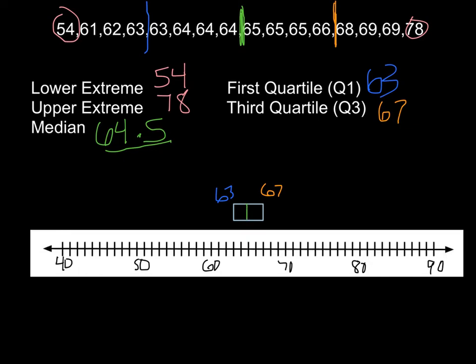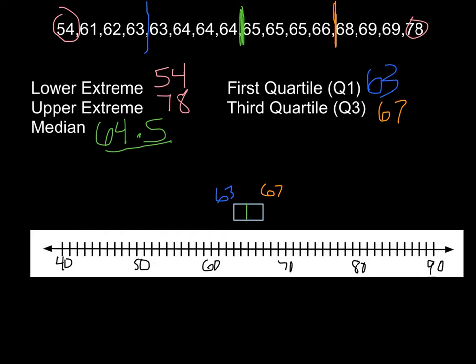Okay. We have now completed the box part of our box and whisker plot. The last thing we need to do is draw our whiskers. The last step says to extend the line starting from the box going out to our upper and lower extremes.